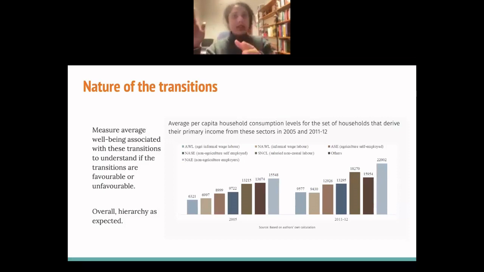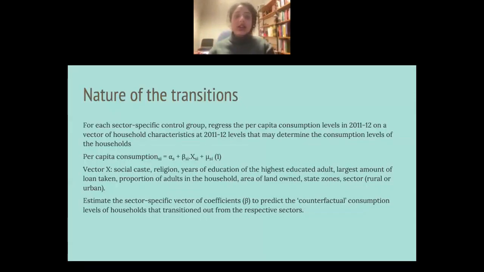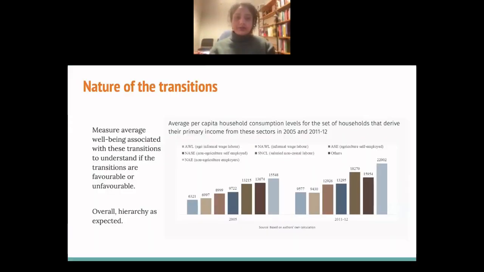There's other debated data for after this period of whether, to what extent, people's incomes did rise. So to get to the nature of transitions, I don't think I'll be able to go through the whole exercise, but what I've tried to do is look at, for every sector, two sets: households that transitioned and households that did not transition.